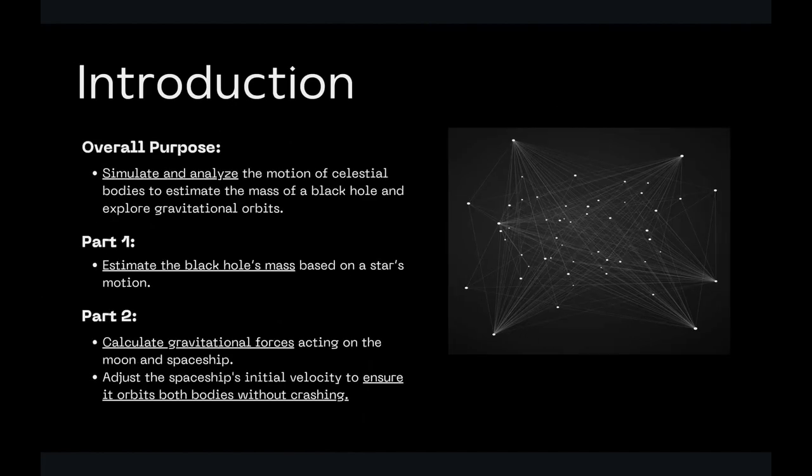Firstly, the introduction. The overall purpose of this assignment is to simulate and analyze the motion of celestial bodies to estimate the mass of a black hole and explore gravitational orbits. For part 1, we will be estimating the black hole's mass based on the star's motion, and for part 2, we will calculate gravitational forces acting on the moon and spaceship, and then adjust the spaceship's initial velocity to ensure it orbits both bodies without crashing. We will achieve this using one main tool, GlowScript, for building the two computational models.